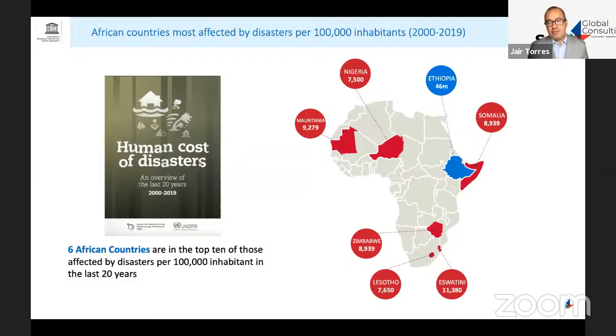Similarly, if we check the top 10 countries affected by disasters per 100,000 inhabitants in the last 20 years, 6 of the top 10 are in Africa, with Ethiopia as one of the major African countries affected, with more than 46 million people affected during the last 20 years. This is very important because, as we're going to see during the whole MOOC, natural hazards, socio-natural hazards, and societal hazards are affecting the education systems, the learning process of children, teachers and administrative staff, and in general the whole society. Having issues in the education sector diminishes, as we're going to see in Module 1, the possibility of a country to really get out of the trap of underdevelopment.